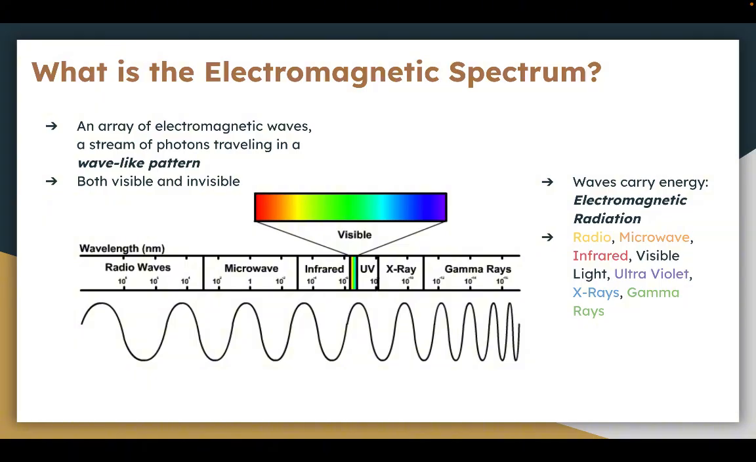So what is the EM spectrum? The EM spectrum is an array of EM waves, or a stream of photons traveling in a wave-like pattern. These waves are mostly invisible, but some are visible, as you can see here. These waves do carry energy that's referred to as EM radiation or electromagnetic radiation. The entire spectrum is made up of radio, microwave, infrared, visible light, ultraviolet, X-rays, and gamma rays.